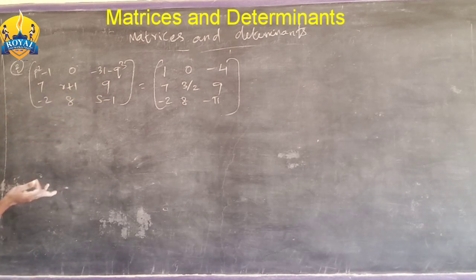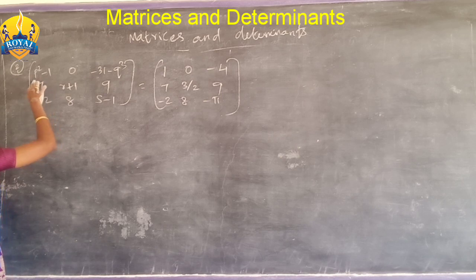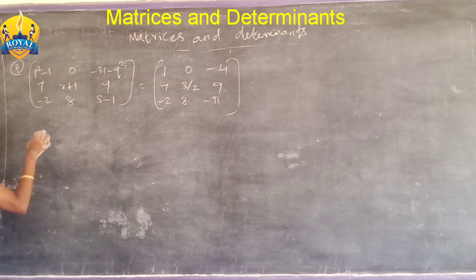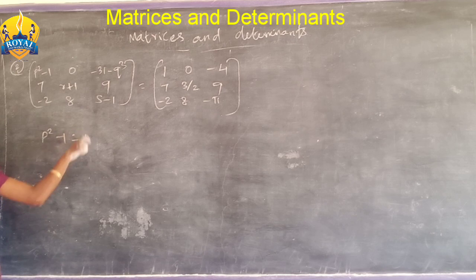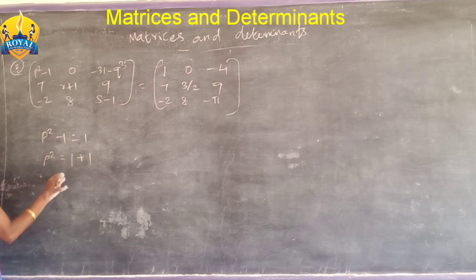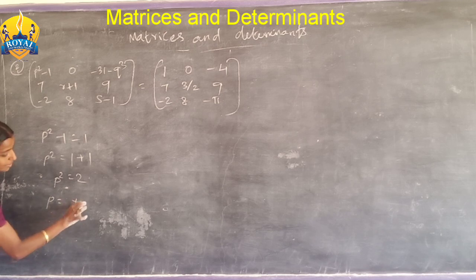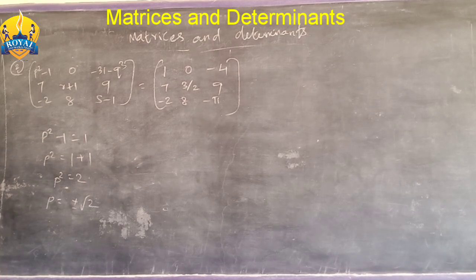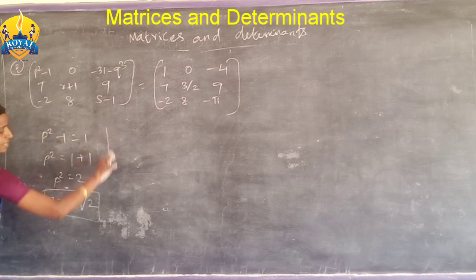Now, corresponding entries are equal. So P square minus 1 equals 1. P square equals 1 plus 1, so P square equals 2. So the value of P is plus or minus root 2, because plus root 2 squared gives 2, and minus root 2 squared also gives 2. So my value of P is plus or minus root 2.